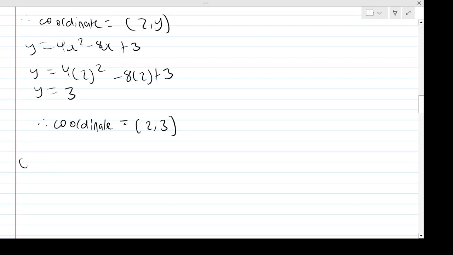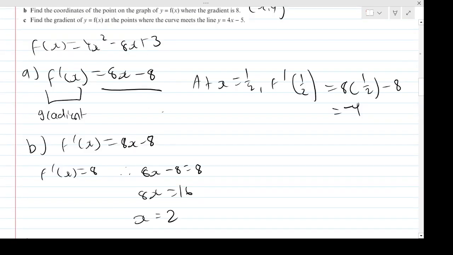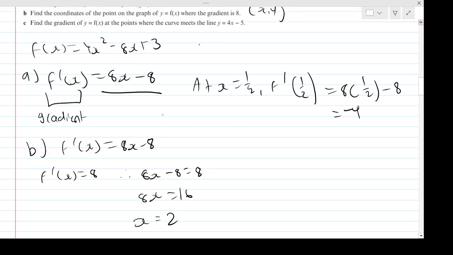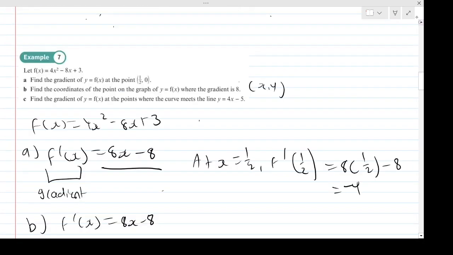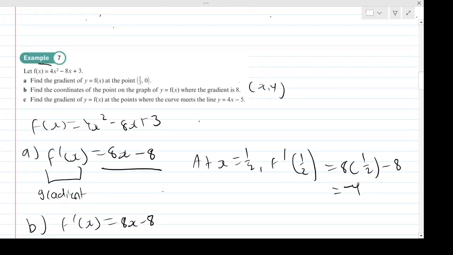Anyway, part C, we now have the gradient of y is equal to f of x at the points where the curve meets the line y is 4x minus 5. So we're told that the curve, now again the curve is this original expression here, f of x. So this curve meets this line. Well, actually, this seems like simultaneous equations, because the two things are intersecting, the curve and the line.